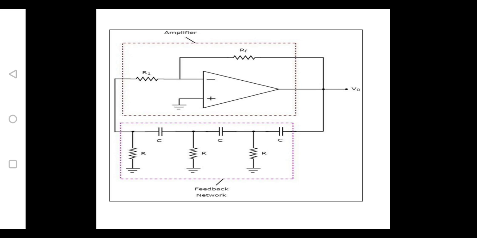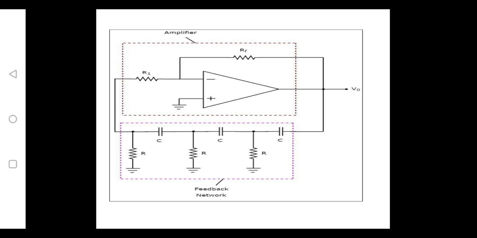Here the gain of this amplifier is A equal to minus RF by R1, and this minus sign represents that there is a 180 degree phase shift between input and output, and we need to get another 180 degrees of phase shift in order to satisfy one condition of an oscillator.